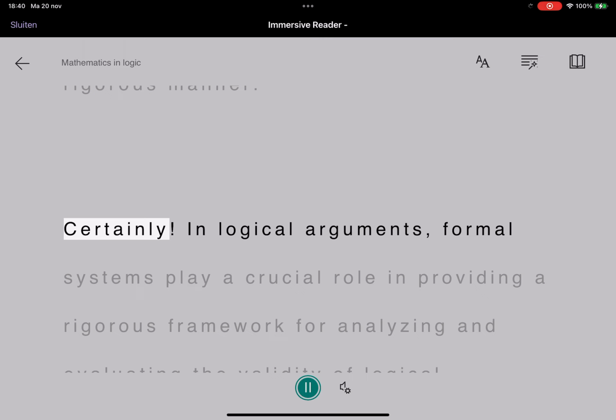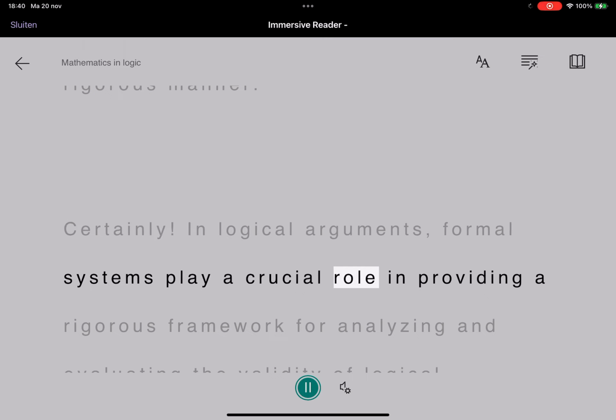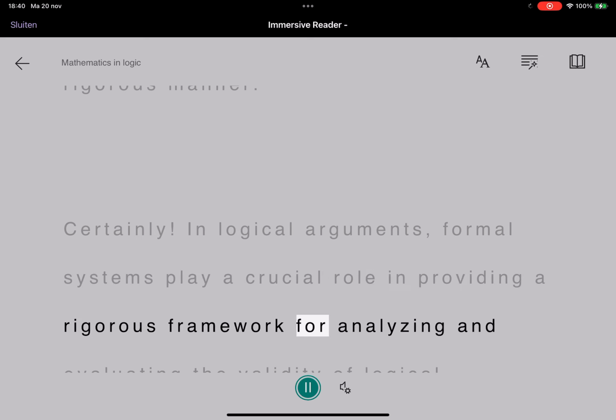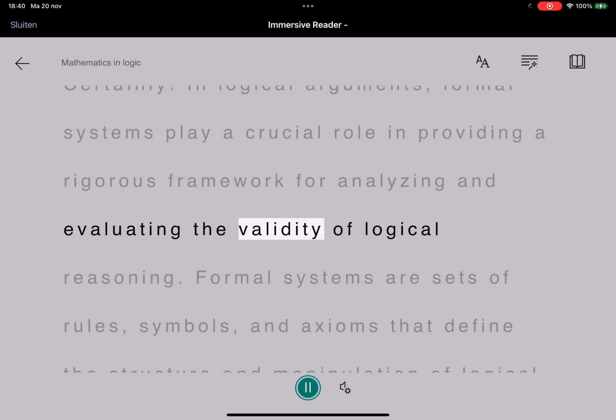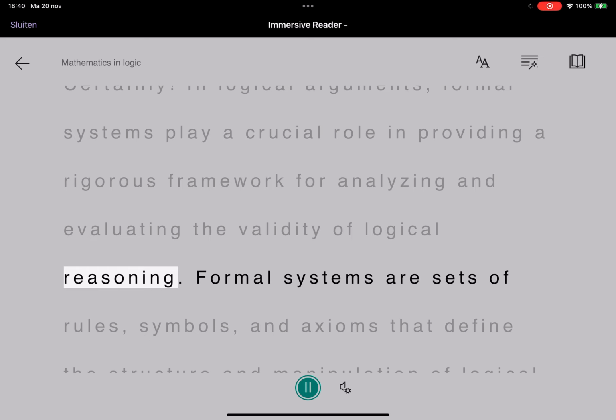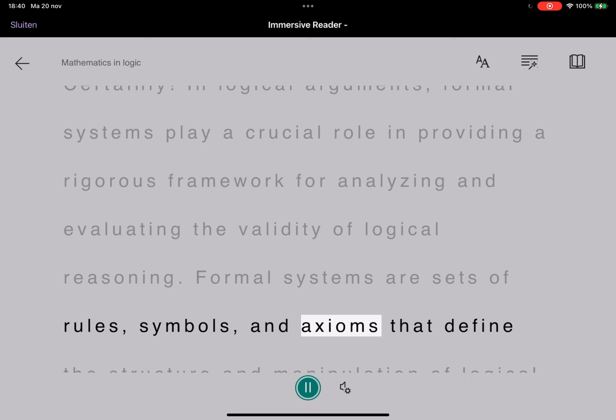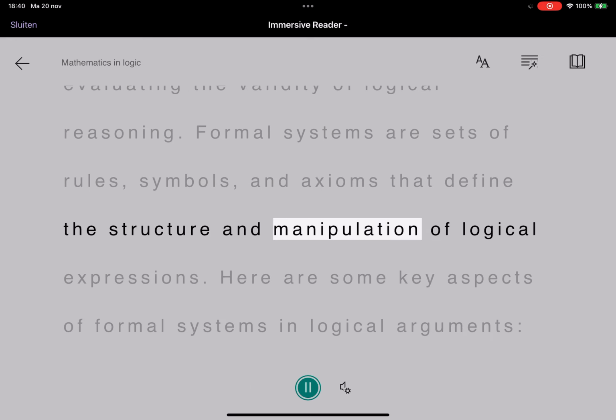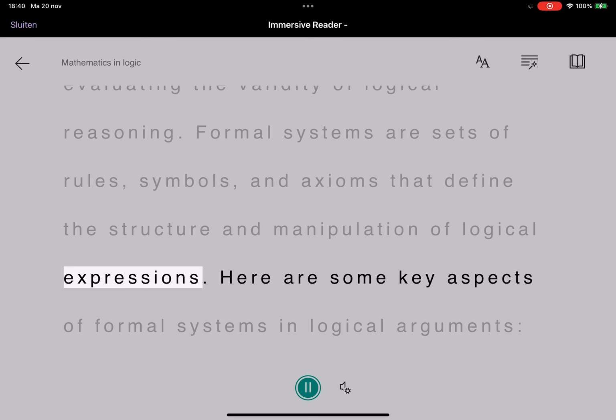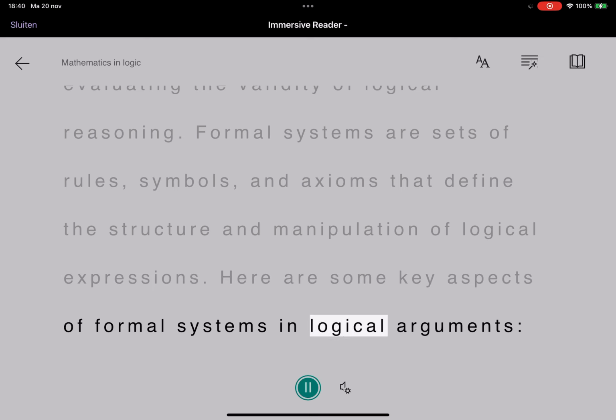Certainly. In logical arguments, formal systems play a crucial role in providing a rigorous framework for analyzing and evaluating the validity of logical reasoning. Formal systems are sets of rules, symbols, and axioms that define the structure and manipulation of logical expressions. Here are some key aspects of formal systems in logical arguments.